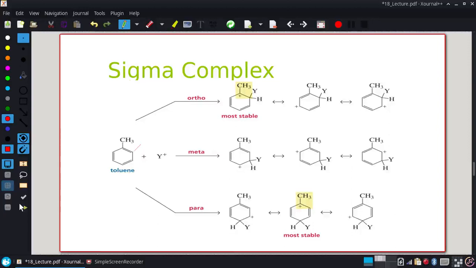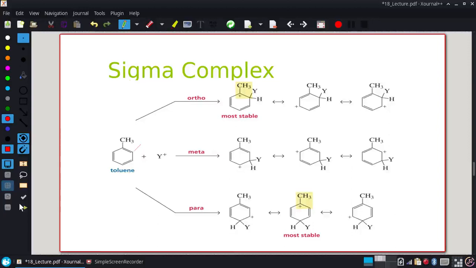We see something similar if our attack is para. So we're going to come down here. We make a cation at the 1 position, or we move it down, it's at the 3 position, and we move it around, there's a 5 position. It's always going to be every other location. But here we get a very stable tertiary carbocation as well.